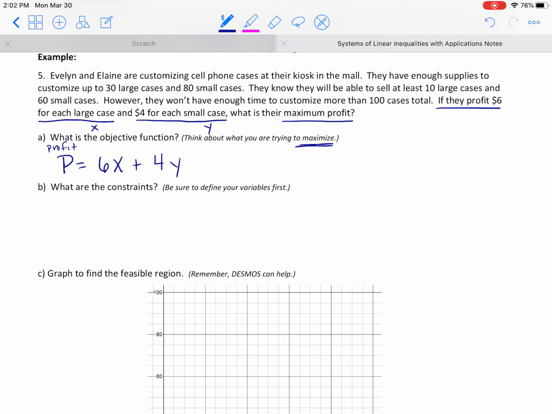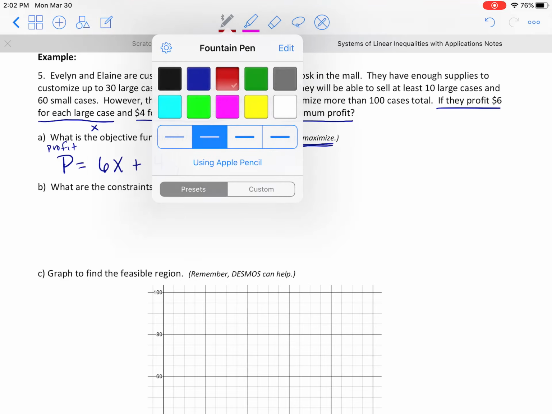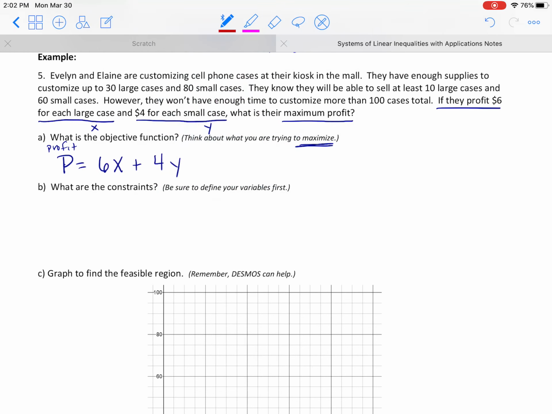Okay, we're trying to maximize profit by selling large cases at $6 a pop and small cases at $4 a pop. Now the constraints are going to take us back into our situation here. It says that they have enough supplies to sell up to 30 large and 80 small cases. That means the number of large cases, which we said was X, can be less than or equal to 30, right? They can make 30 or less large cases. And then 80 small ones, that means the number of smalls, Y's, has to be less than or equal to 80, right? They can make 80 small ones or less.